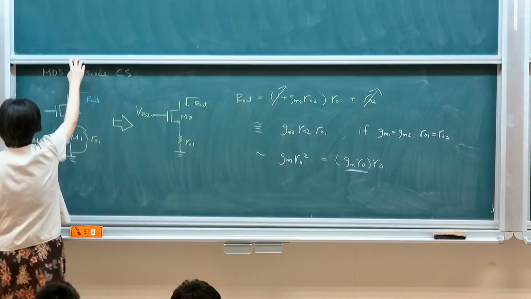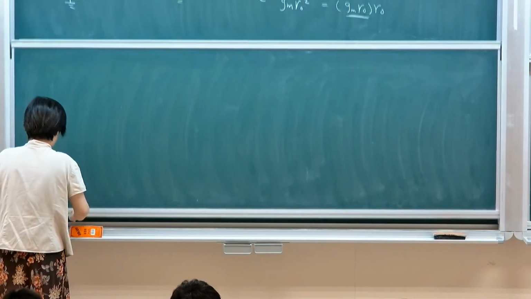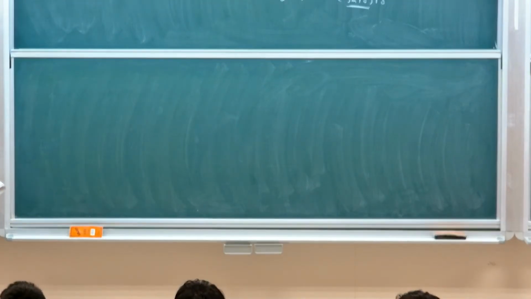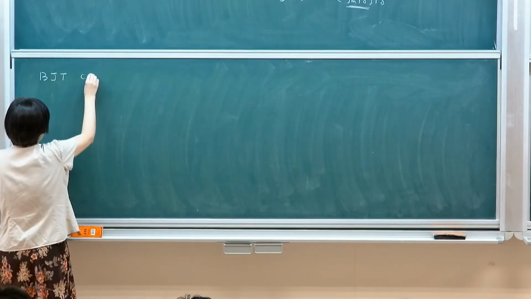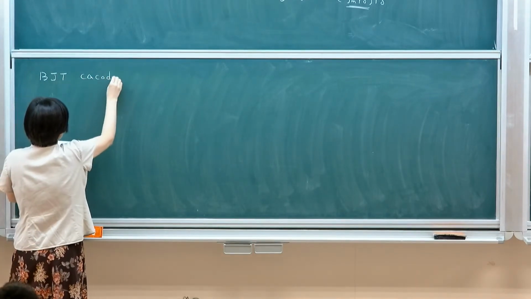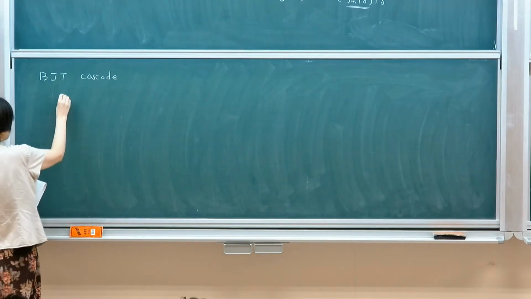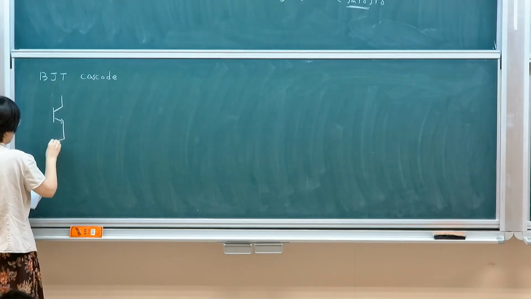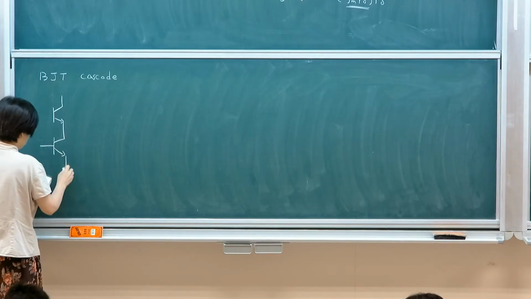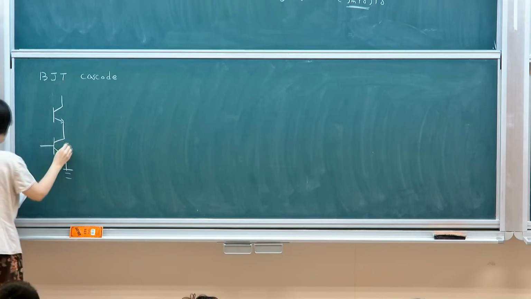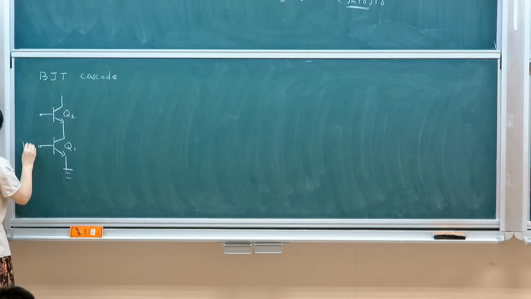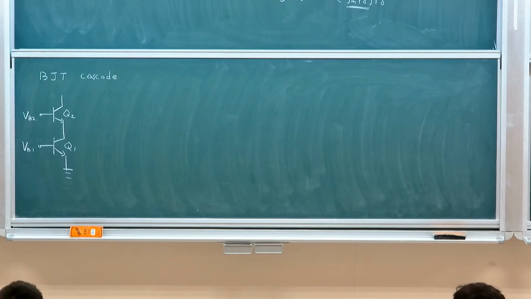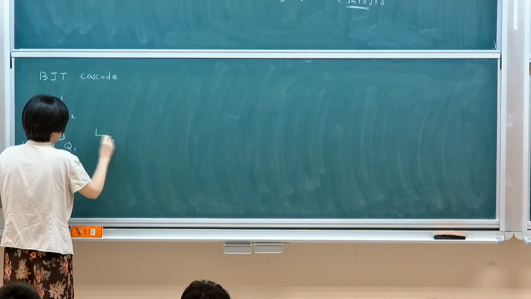We can also look at BJT versions. There is a slight difference in the BJT cascode structure, simply because of the introduction of r-pi. The BJT cascode structure for a pull-down current source will be something like this: Q1, Q2, and then VB1, VB2. OK?